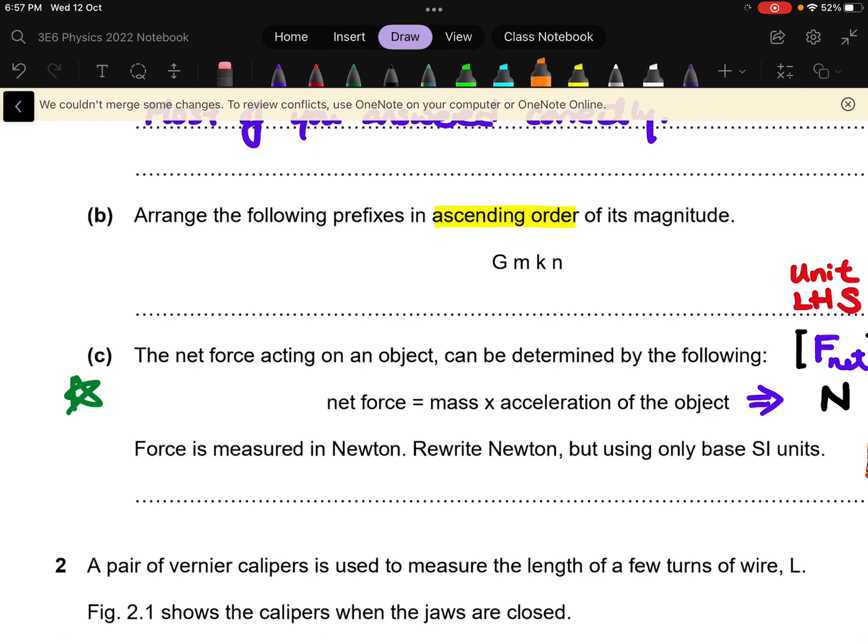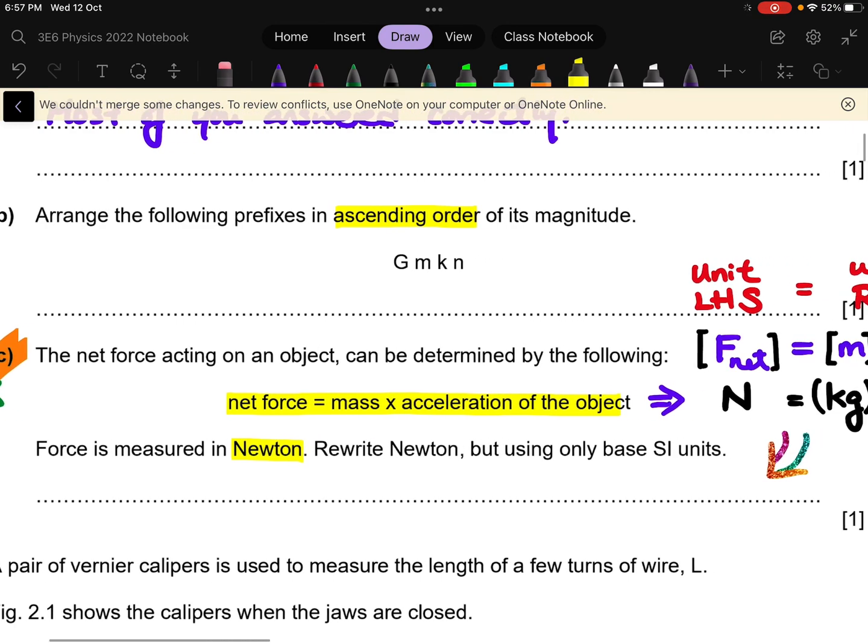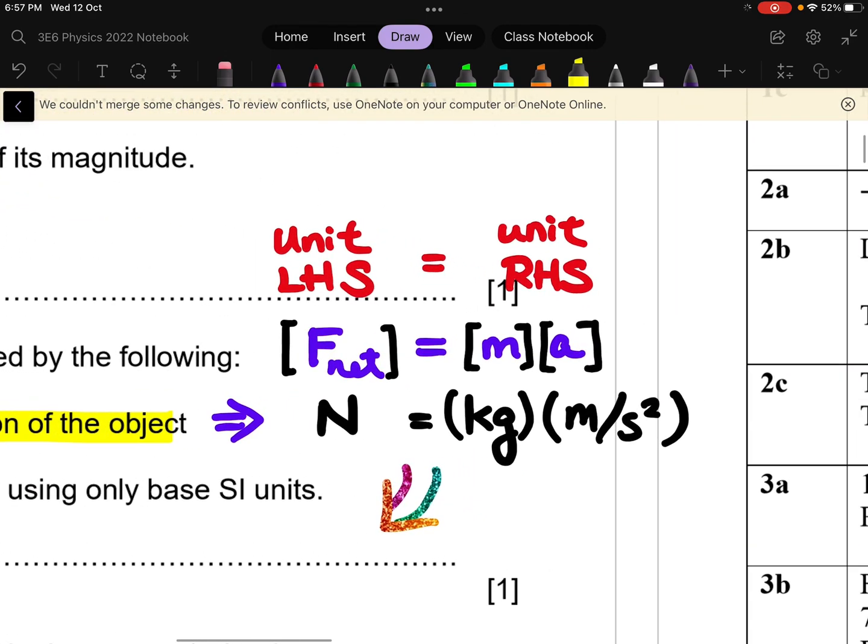For part C, it is a tough question, and only a handful of you did it correctly. So the question asks you to actually break down the unit Newton, and we gave you a formula, F net equals to MA, to assist you. If you read your chapter 1 in your textbook, they tell you that for any equation, let's say F net equals to MA, the left hand side unit must be equal to the right hand side unit.